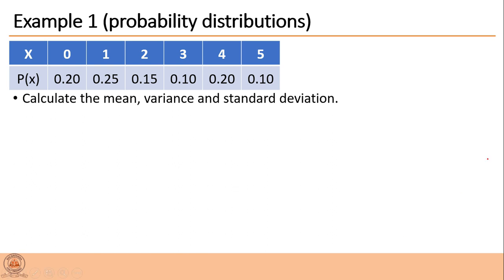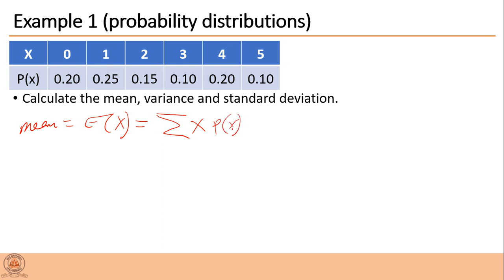Now let's look at the next one. Using the same data as we did earlier, calculate the mean, the variance, and the standard deviation. Now the mean is the same as the expected value. And we did expected value earlier on as the summation of x multiplied by the probability of x.